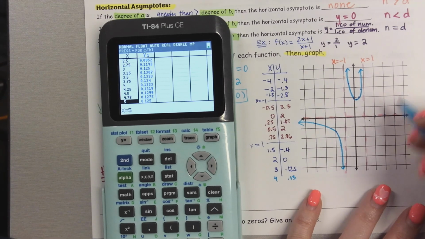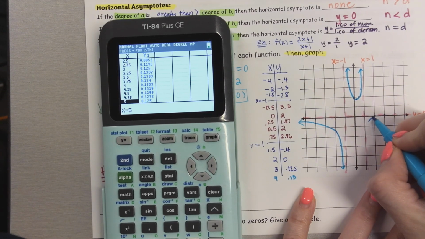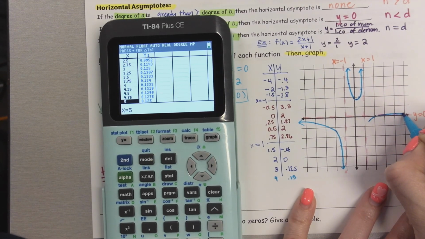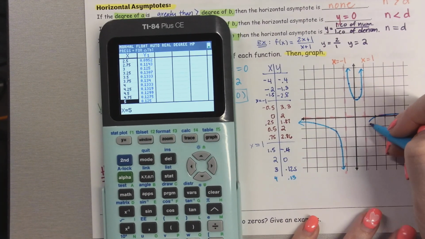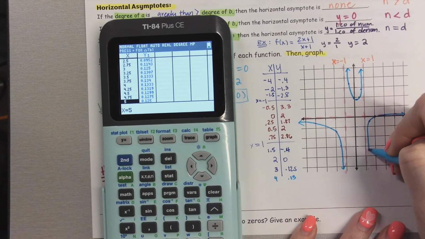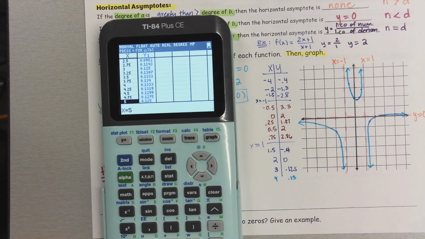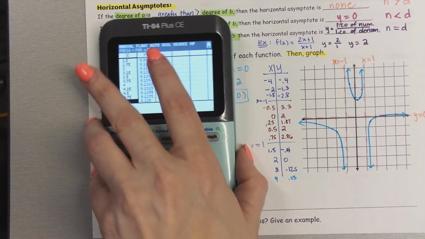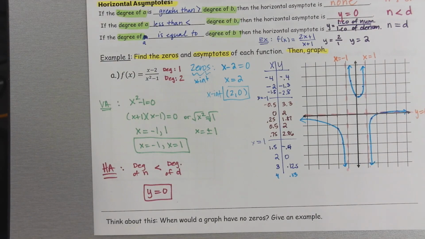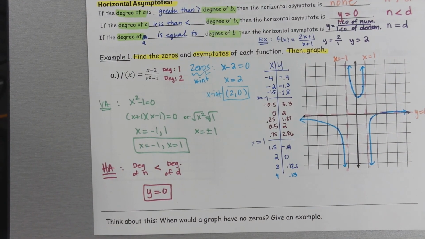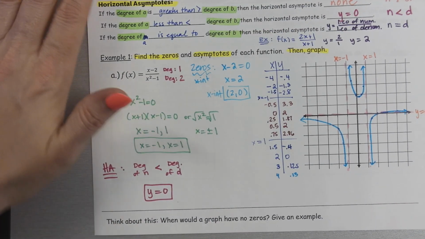Okay, so remember what I said. Can you cross a horizontal? Yes, and you do. Okay, that's why you have the 0 here. And then this is going to follow. You will not cross a vertical. Verticals you will not cross because it's excluded from the domain. Okay, it's not allowed.